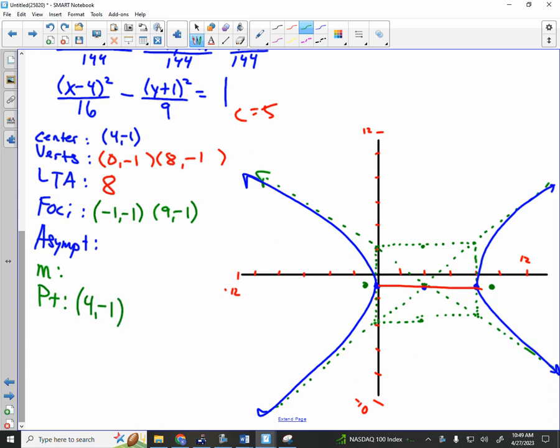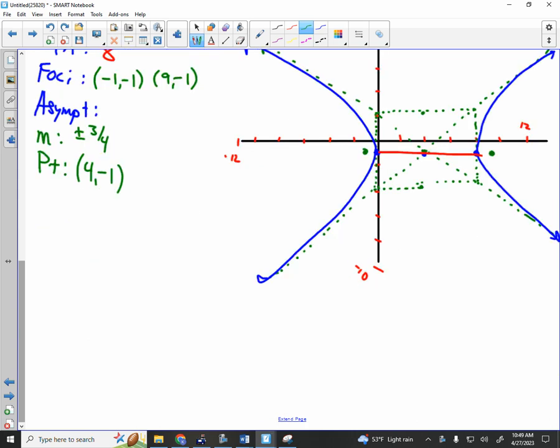So 4, -1. And then the slope, it's always just looking at your box. What's the rise of the box? 3, and what's the run? So we've got y plus 1 equals plus or minus 3/4 times x minus 4. Right? There you go. Not too bad, huh? Sweet. Flip it over.